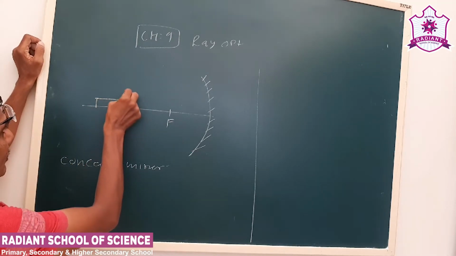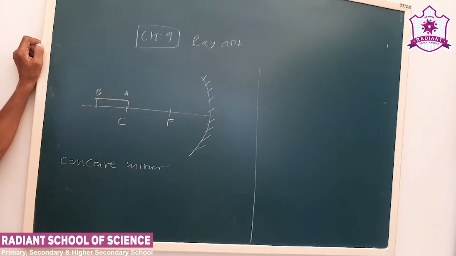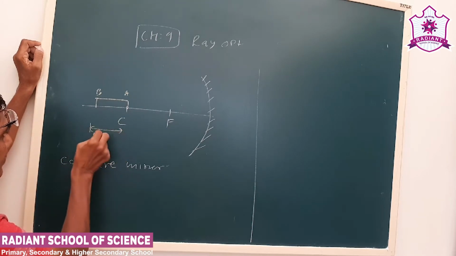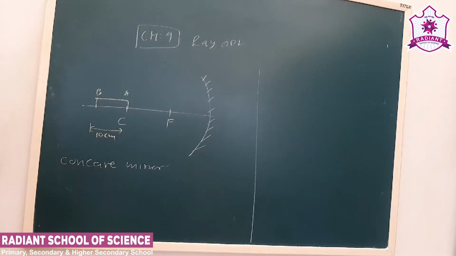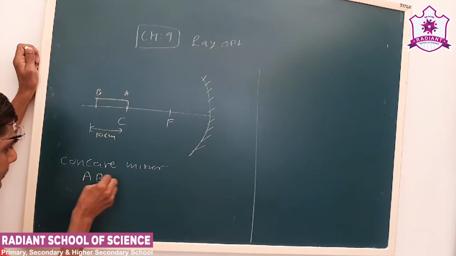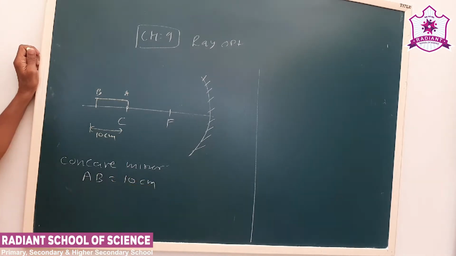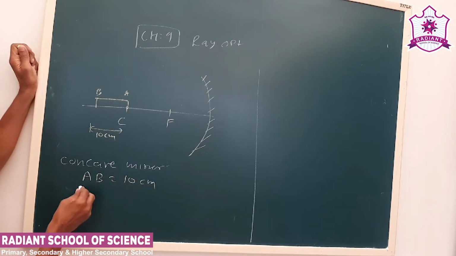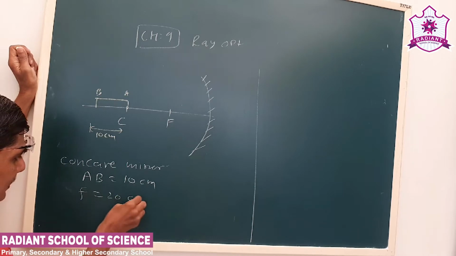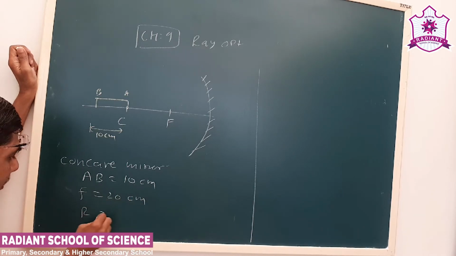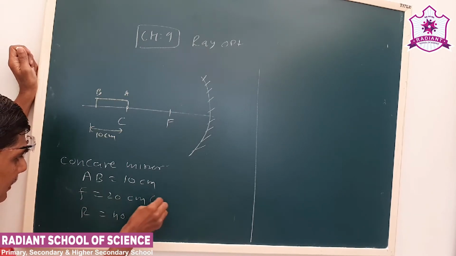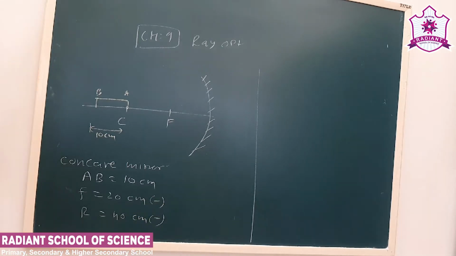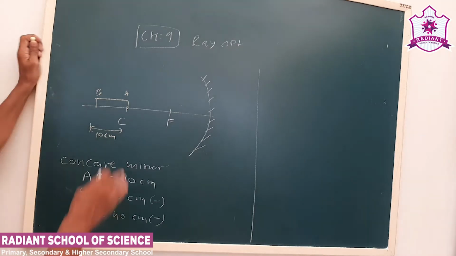See, the length of the object AB is let us say 10 centimeter. Now AB we consider 10 centimeter for easy calculation. Let us say the concave mirror focal length is 20 centimeter. So R will be how much? 40 centimeter. By convention, both will be negative. Okay, now we have to see how the image is formed.